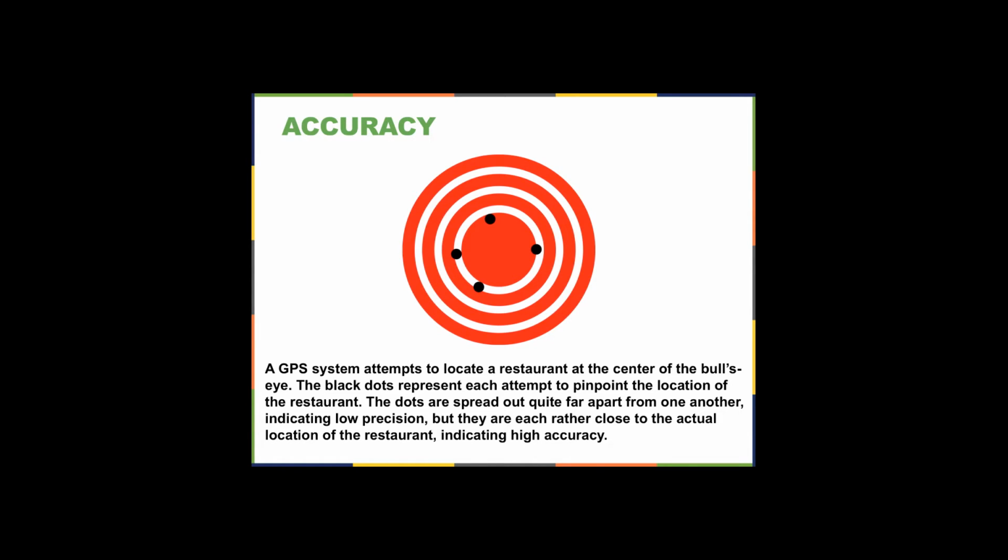Conversely, if you're trying to hit a bullseye, in this case they talk about a GPS system trying to locate a restaurant, in the center would be the bullseye. The black dots represent each indication of where the restaurant is, or each shot at the bullseye. You notice the dots are very far from each other, but they're reasonably close to the bullseye. So they have low precision but fairly high accuracy.